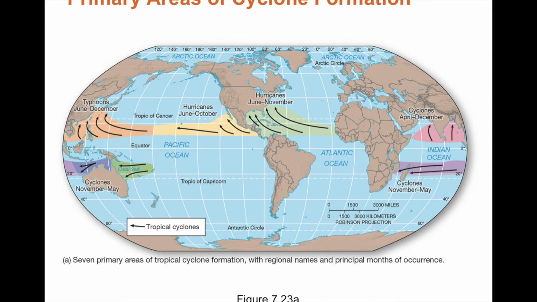Now, the primary areas of the cyclone formation are across warm equatorial waters that are carried by the trade winds that eventually may make landfall. So your typhoons typically will follow this path. Your typhoons or your hurricanes will follow this path, and your cyclones follow this path. They're the exact same weather phenomenon, they just have different names depending on what part of the world they're in.